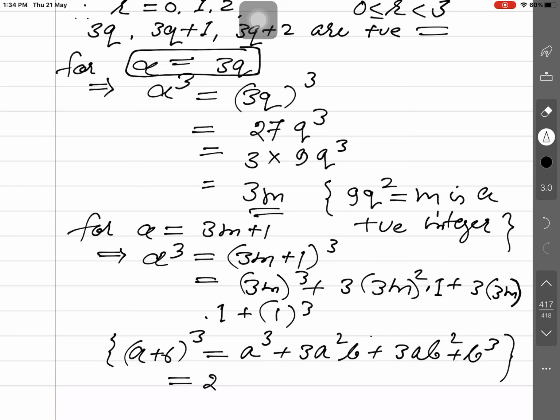3 cube will give you 27 m cube plus 3 3s are 9, 9 3s are 27. Sorry, it's a mistake here. I have taken 3m, 3m. This is a mistake here. Please correct it. The symbol has been changed here. It is 3q, I took a different symbol, and this is also again 3q. Delete it. This is 3m. This is not 3m. It is q actually. Right now.